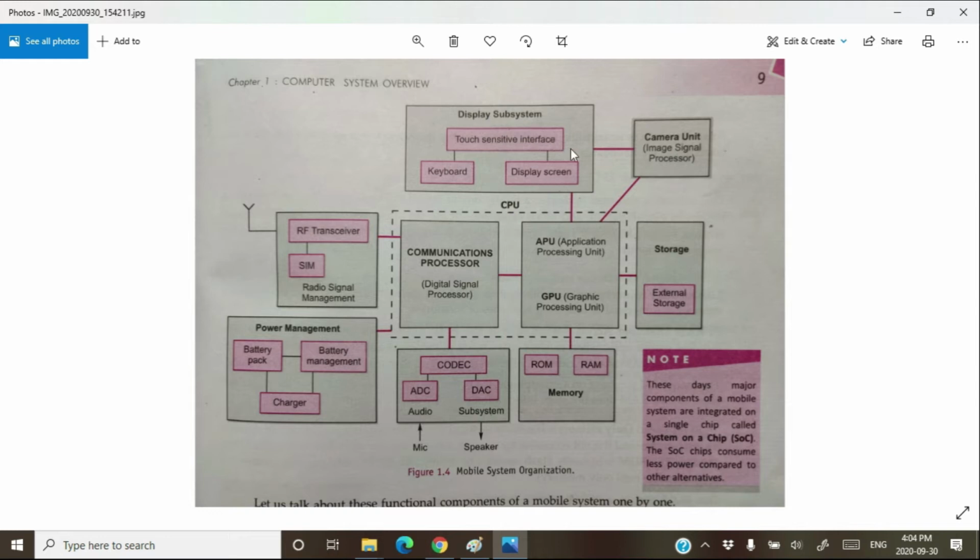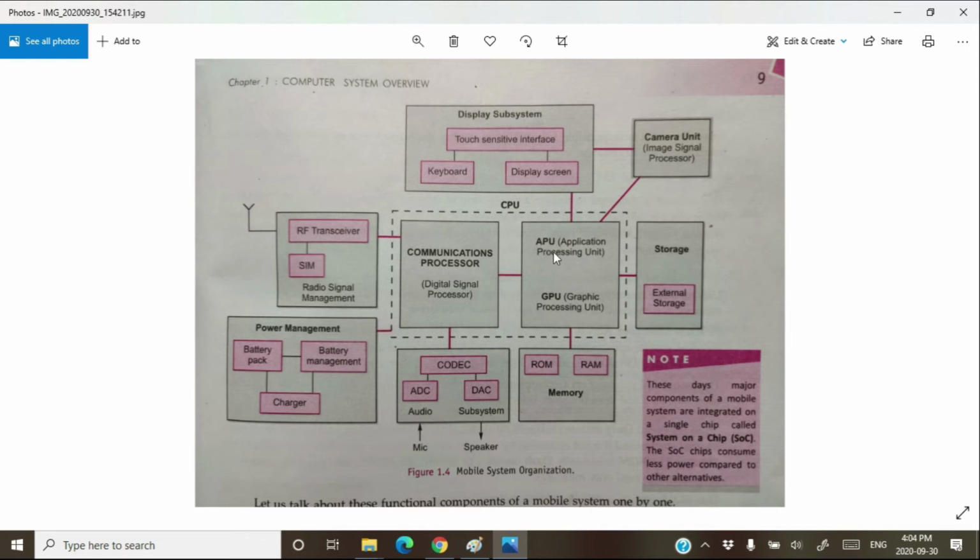The display subsystem itself is connected to the camera unit because you have to take a picture, you have to give a signal to the camera only by using the display subsystem. That's why the display subsystem also gets connected to the camera unit. After that, the display subsystem and the camera unit both have a connection with the APU and GPU combination.